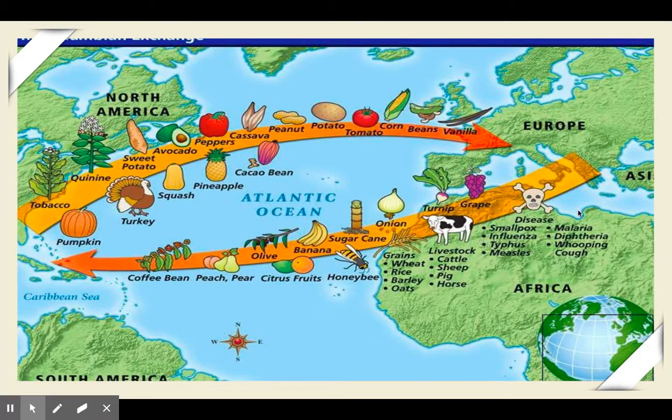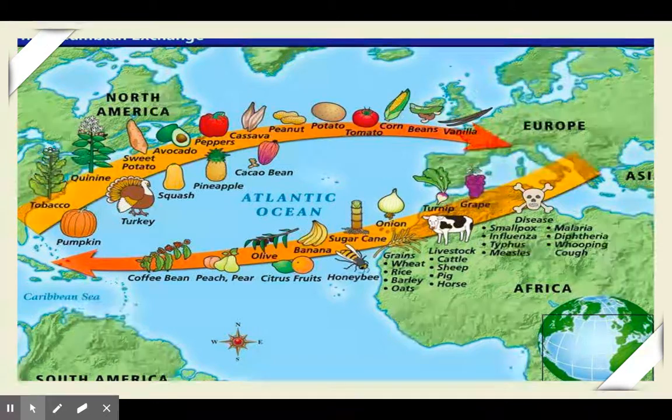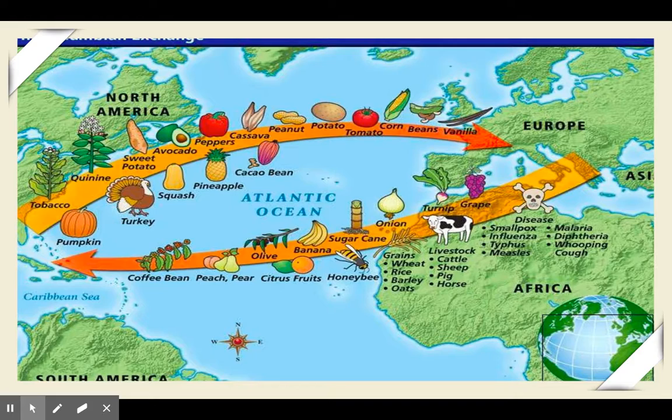Now, of course, they also are going to bring lots of things that are not good for the Native Americans because they don't have an immunity built up to them. And we learned about that in our video that we watched last time. So smallpox, influenza, typhus, measles, malaria, diphtheria, whooping cough, they just didn't have the medicines to be able to cure people of those diseases.